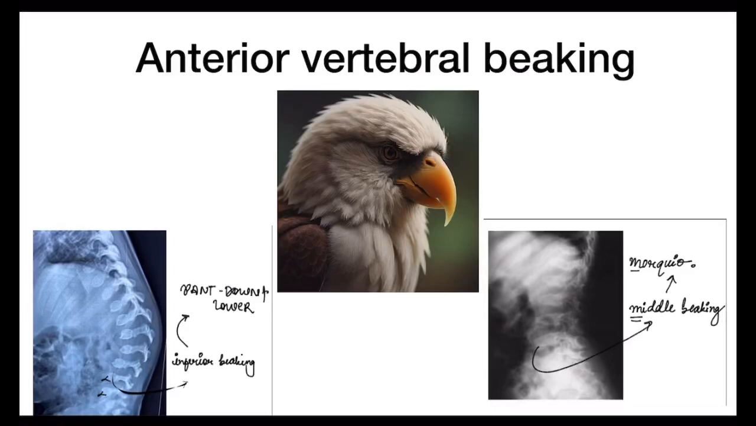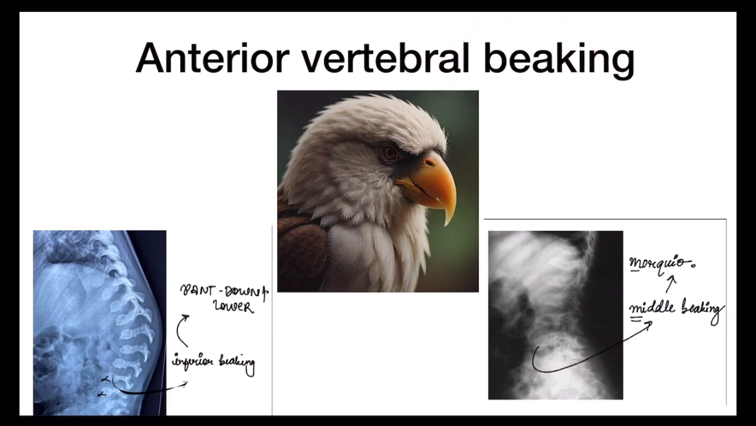Today we will talk about anterior vertebral beaking. Anterior vertebral beaking, as the name suggests, is the anterior tongue-like projections from the vertebral bodies. Look at the beak of this bird. The projections resemble the beak and hence it is known as beaking.